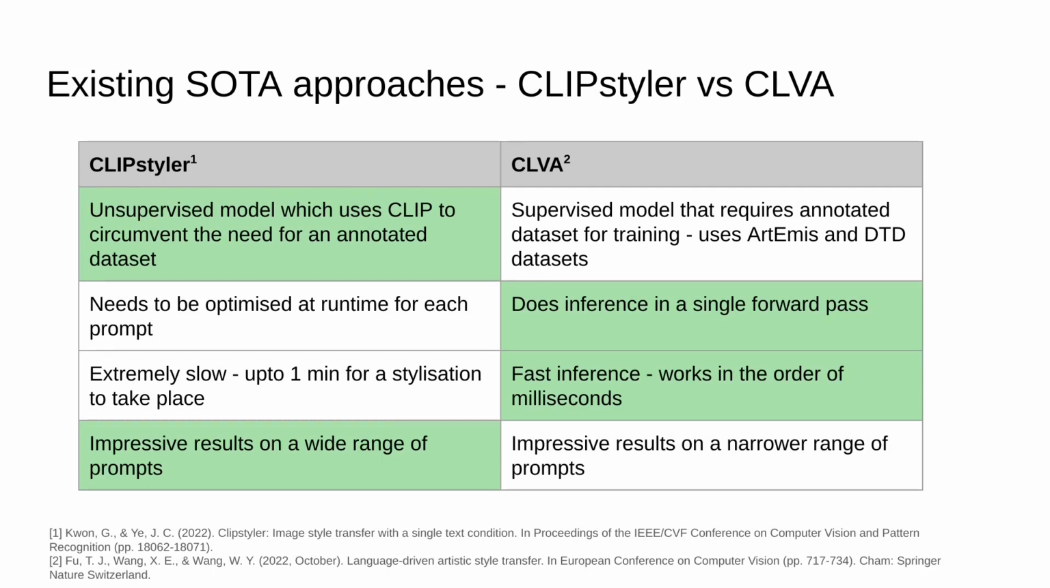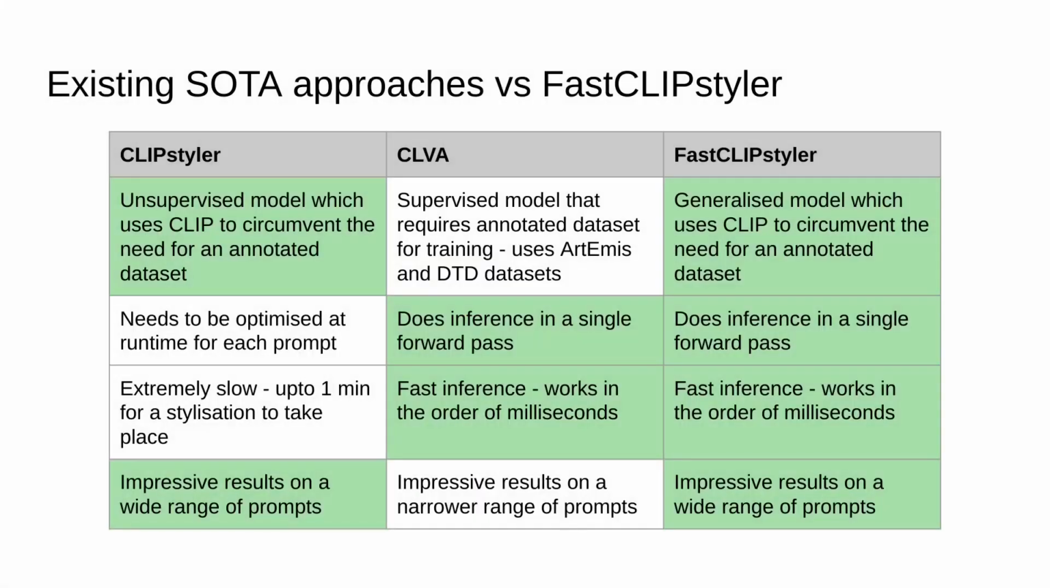CLIPstyler is an unsupervised method which uses a CLIP model to perform style transfer. It performs a lengthy optimization procedure at inference time, which can take up to a minute. In contrast, CLVA is a supervised approach that quickly stylizes images in milliseconds using a generalized model. However, while CLIPstyler supports a broad range of input text, CLVA operates within a more limited scope. In this work, we aim to create a model that combines these particular strengths of both the models.